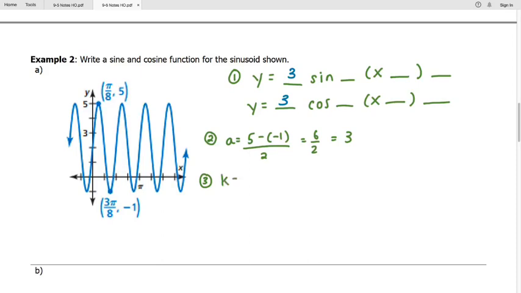So we can do this in 2 different ways. We can take the maximum value and subtract the amplitude, or you could take the minimum value and add the amplitude. You should get exactly the same value either way. If you get something different, then something's wrong there. All right, so that tells us that our graph is shifted up 2. So that is going to go at the very end there.